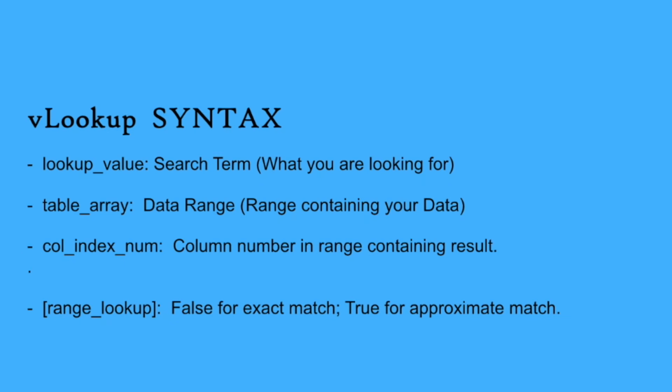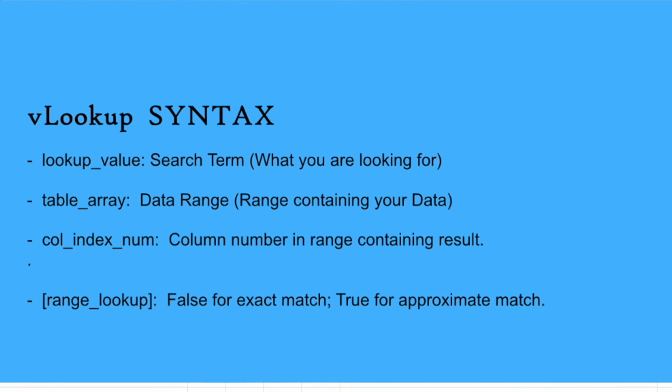The next piece of information, or the third argument, is called the column index number. And that is the column number in the range containing our result. So what we're doing is we're using a piece of information, we're sending it out to look through a bunch of data, and we're telling it specifically, we want you to look in this column right here. And then the last thing is the range lookup, and that's either going to give us an exact match or an approximate match. We use FALSE for exact match, we use TRUE for approximate.